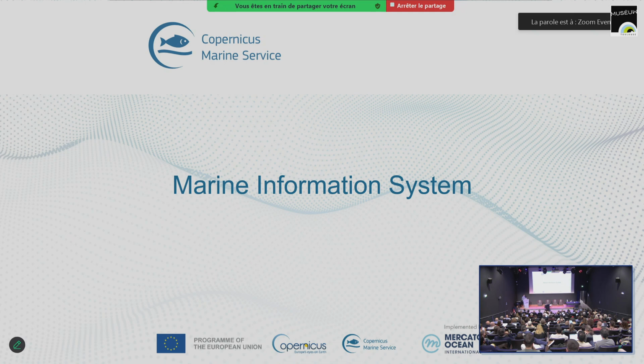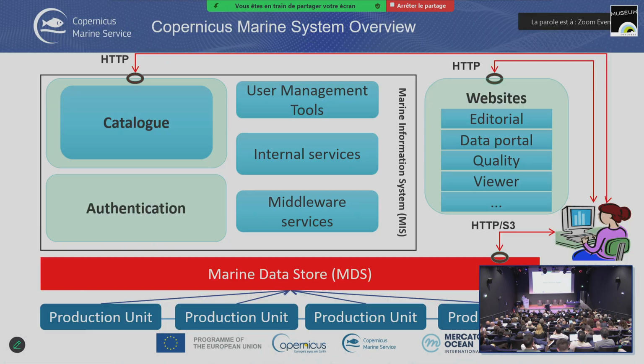I will continue with a small dive into the Marine Information System. There are 2 main parts, the catalog and the authentication. The other services are for internal purposes, mainly at Mercator Ocean. So I will only detail the catalog and the authentication part.